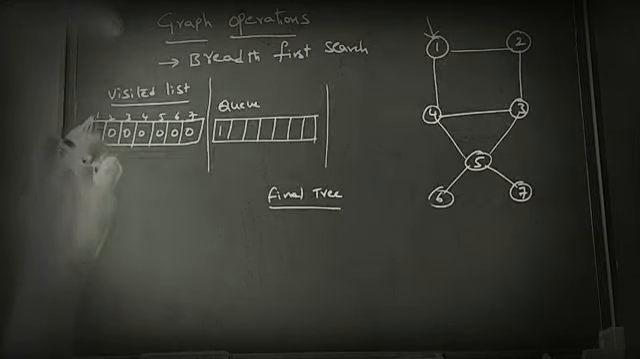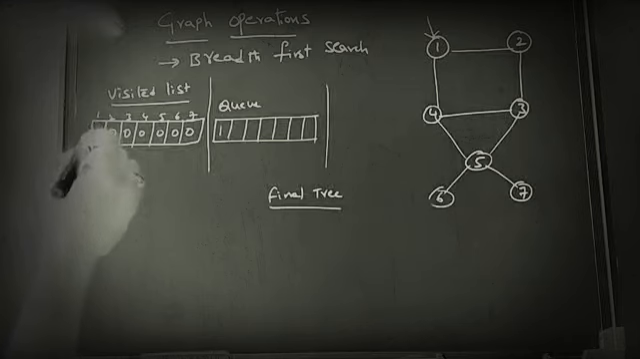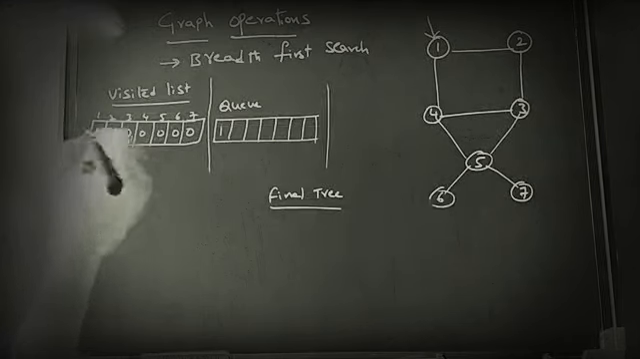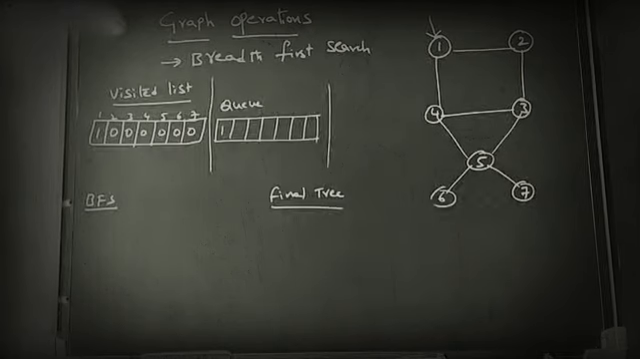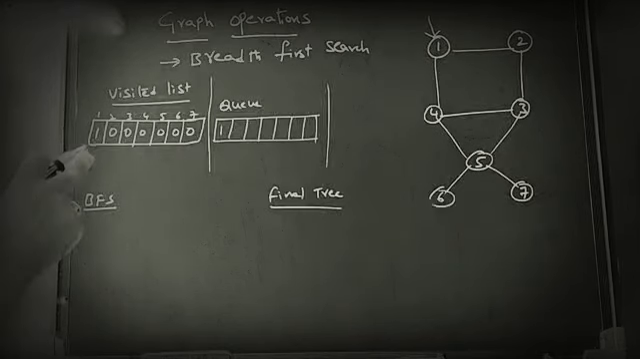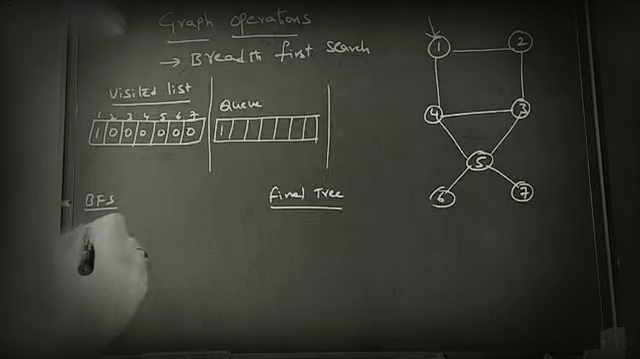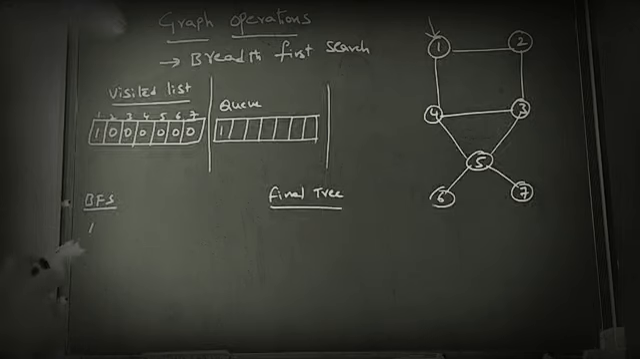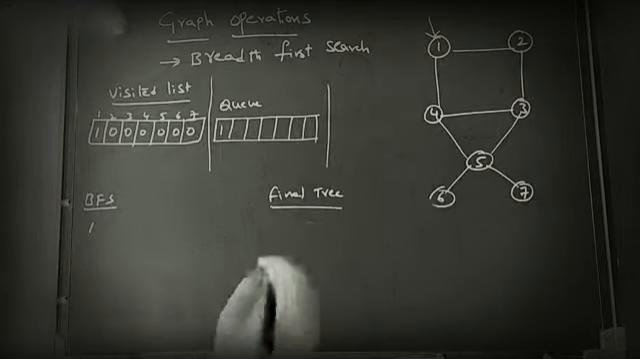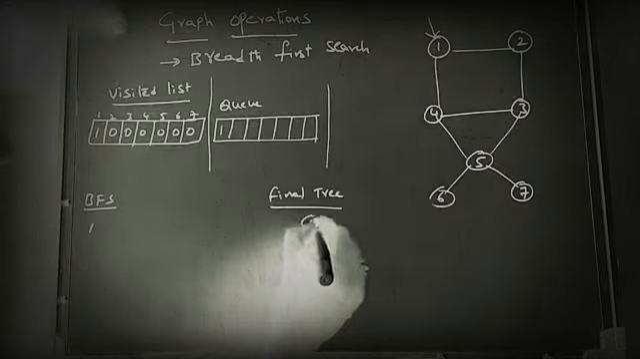Next, wherever the position of 0 is, initially having the 1 node, that will become 1 because the node is visited. So if it is not visited, put 0; if it is visited, it is 1. Next, if the node is visited, that is entered into the BFS order. Whichever order the queue is entered, the same order the BFS is entered. So finally, 1 is visited.